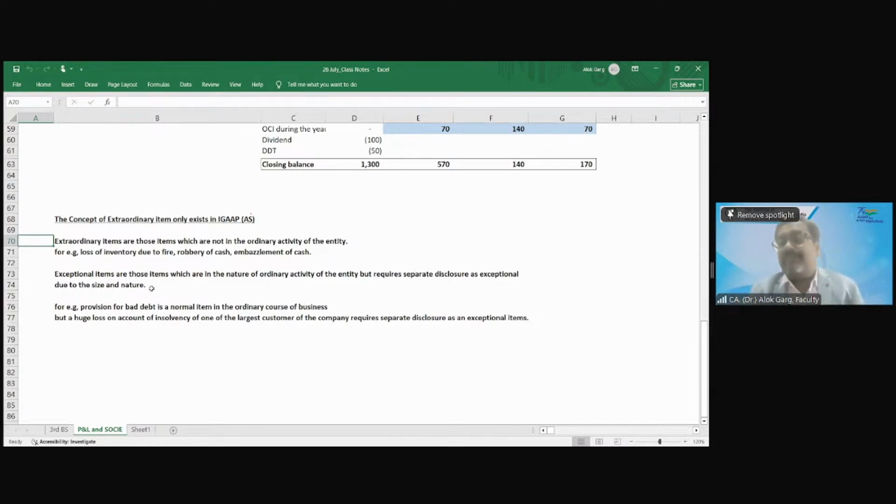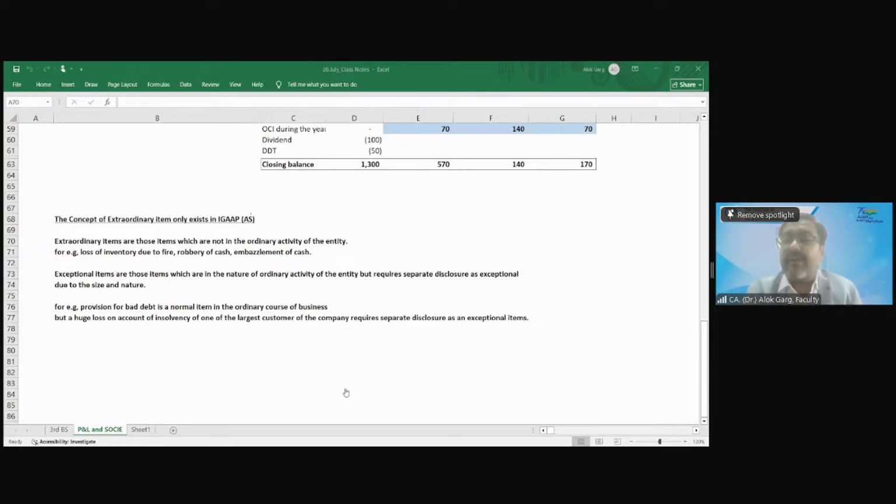So friends, extraordinary items are not allowed to be presented in the Ind AS and IFRS P&L. This was a mandatory item in IGAP, but it is not allowed in IFRS or Ind AS. Why? Because IFRS says that, and our Ind AS is the converged version of IFRS.